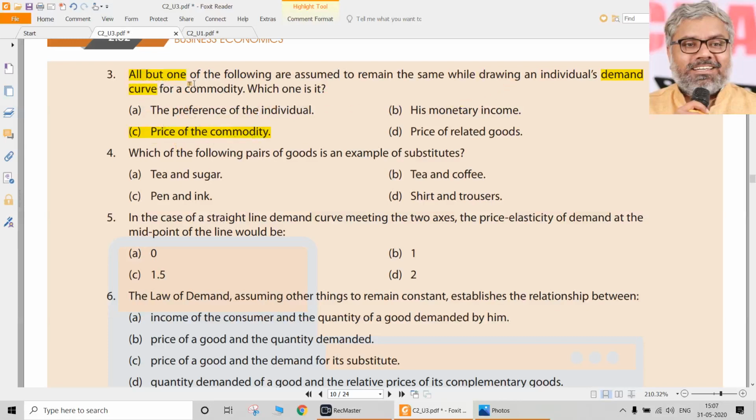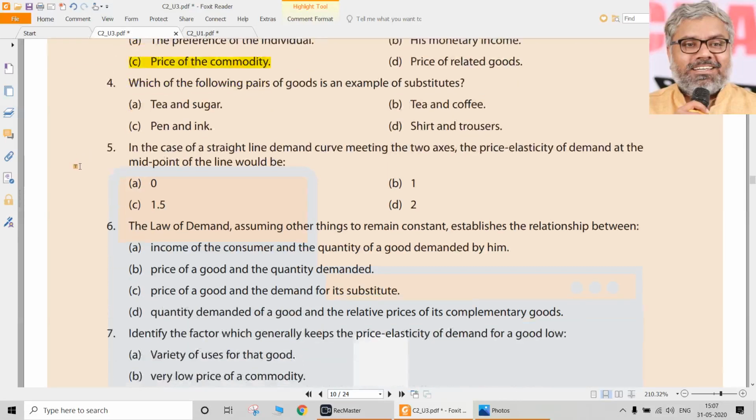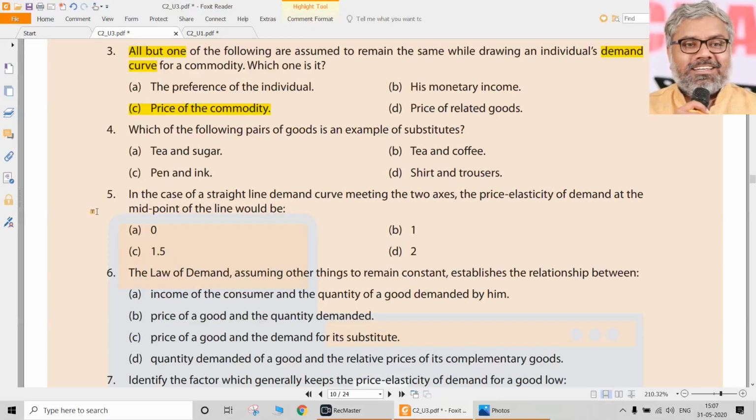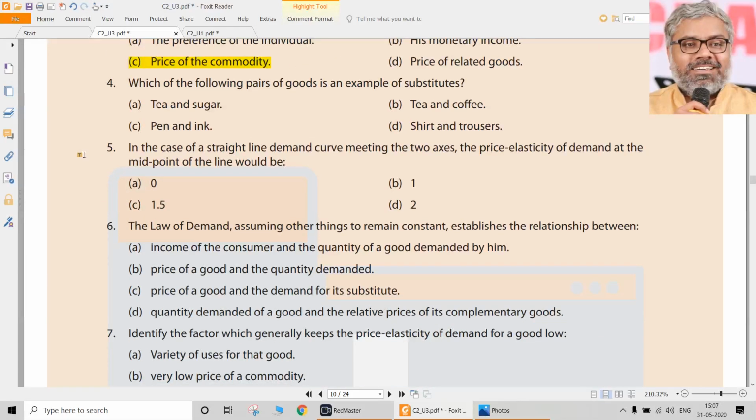And it is what is asked: all except one of the following is assumed to remain the same. So all are going to remain the same, but the price of the commodity is not going to remain the same, because that is exactly what we are testing. That is exactly what we are identifying, the relationship between the price and quantity demanded. So how can the price be fixed? If the price is fixed, it is not going to change, then we cannot test the relationship. So that's why the answer is C for the third question.